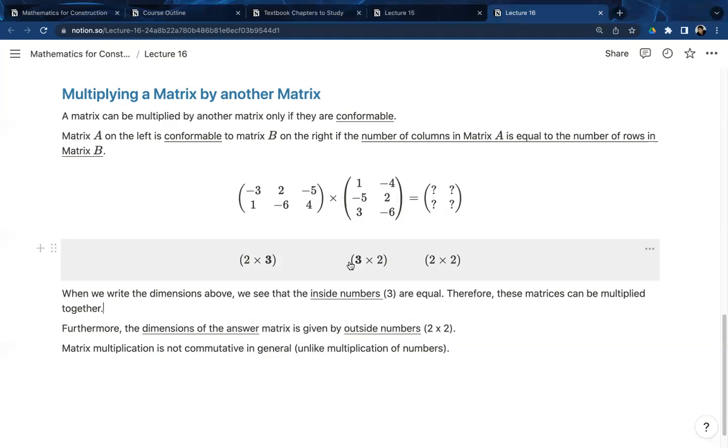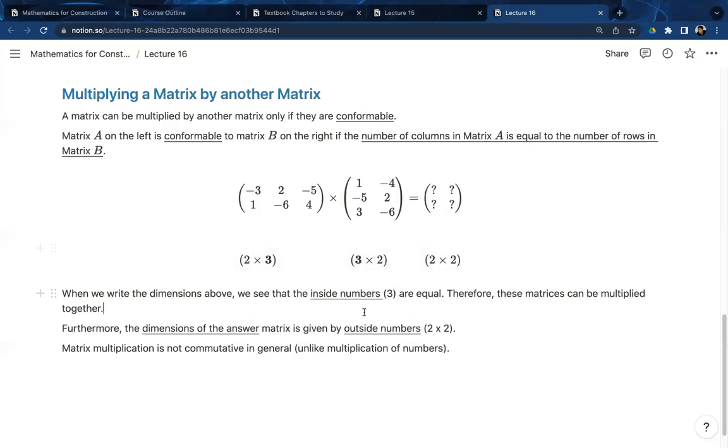But when you figure out if you can multiply two matrices, what is the size or the dimensions of the result? Because if you multiply two matrices, you're going to get another matrix, right? The answer is, to figure out the dimensions of the result, you look at the outside numbers. So you see this 2 here, this is the number of rows in the answer, and this 2 here is the number of columns in the answer. So the answer will be a 2 by 2 matrix.